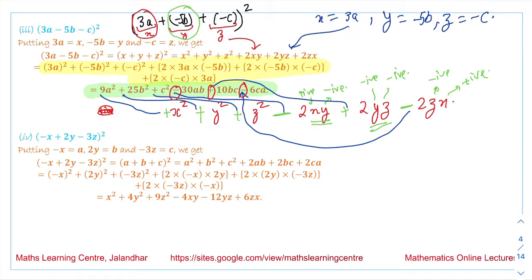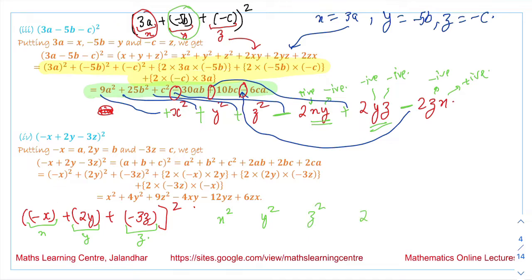Similarly, in the next case, we have the question in the form minus x plus 2y plus minus 3z, whole square. So the first term is like x, this term is y, and this term is z. Now in this case the answers will be like x square, y square, z square, 2xy, 2yz, 2zx. So the square terms will be positive, positive and positive.